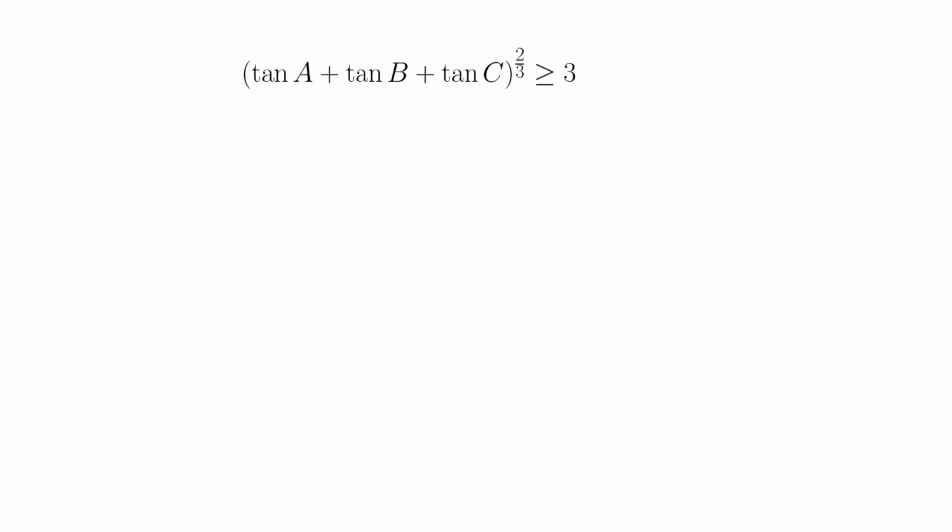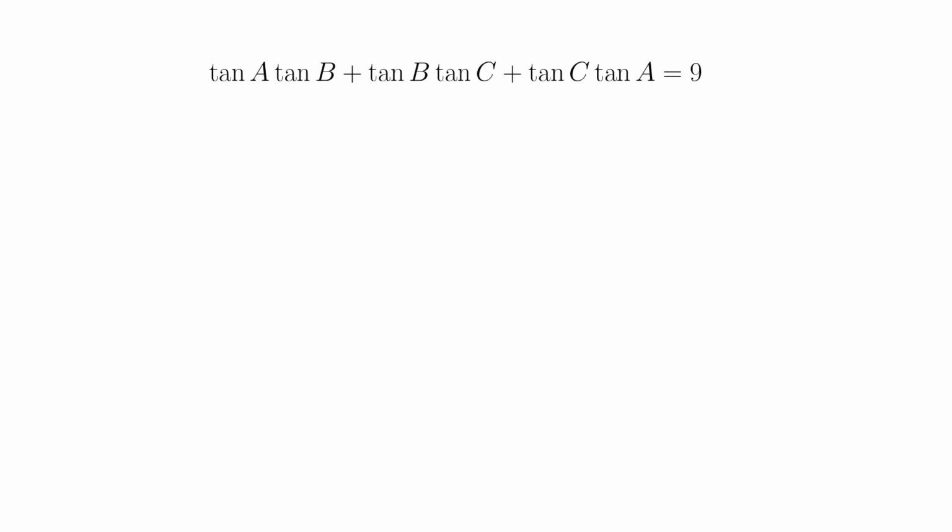So the quantity tan A plus tan B plus tan C raised to the power 2/3 is greater than or equal to 3. Now raise both sides to the power 3/2. The sum is greater than or equal to 3 to the power 3/2, which is 3√3. That is our lower bound. Good. Now we bring in the given condition.